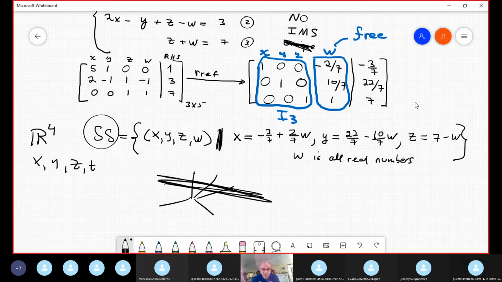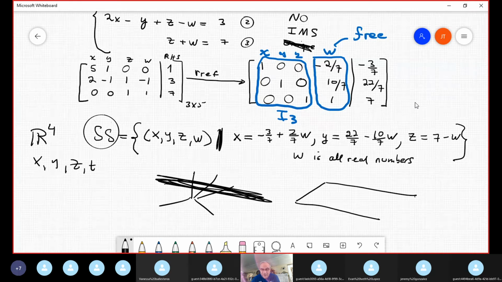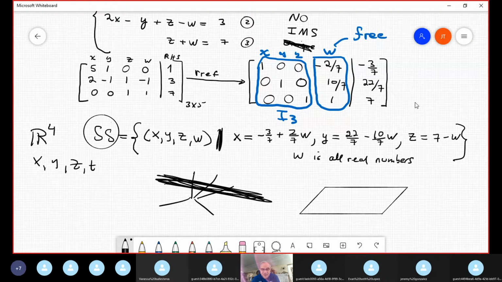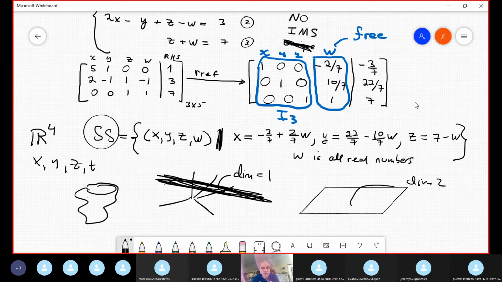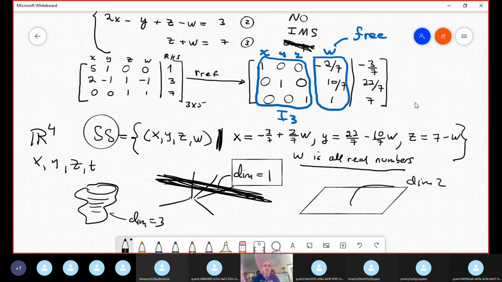How do you know, professor? It's a line and not a hyperplane. It's a line because we have only one free variable. Dimension 1, the line. Plane, dimension 2. A surface, like that, is dimension 3. But in this case, no, it's dimension 1 because we have only one free variable. This represents geometrically the dimension of the solution set.